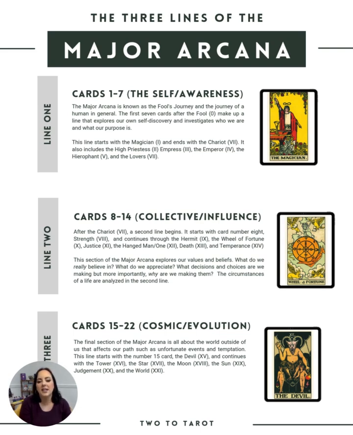And then you have the cosmic or the evolution. And this is all about the world outside of us that affects us. This is unfortunate events like the tower, and temptation like the devil, our emotions, but how they're influenced by other things. And this is through the cosmic line. So let's dig into the fool's journey.